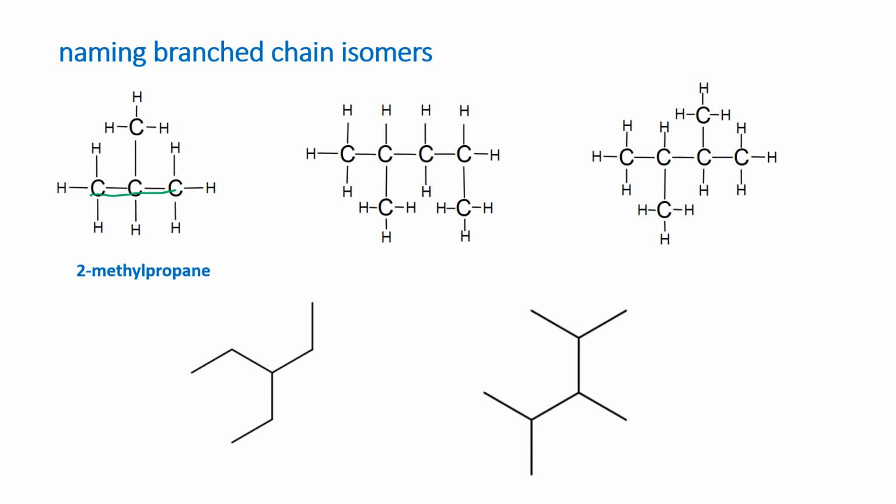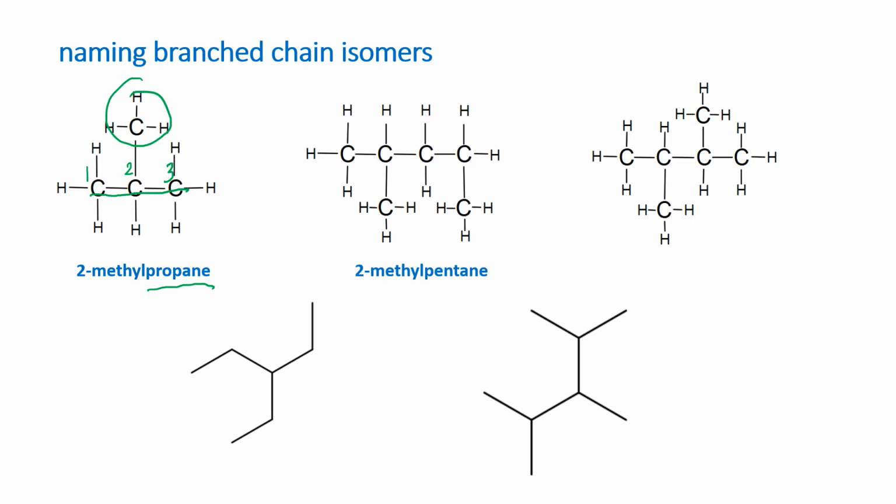We identify the longest continuous chain. That's 3, so that accounts for the propane. We number 1, 2, 3 in the chain. The side group, methyl group, is on the second carbon, so 2-methyl propane. Propane is this longest continuous chain. The side group has to be positioned: 2-methyl propane. Now, if you haven't had that type of thinking on the other examples, pause the video and try. Otherwise, I'm going to, in one moment, share the second answer.